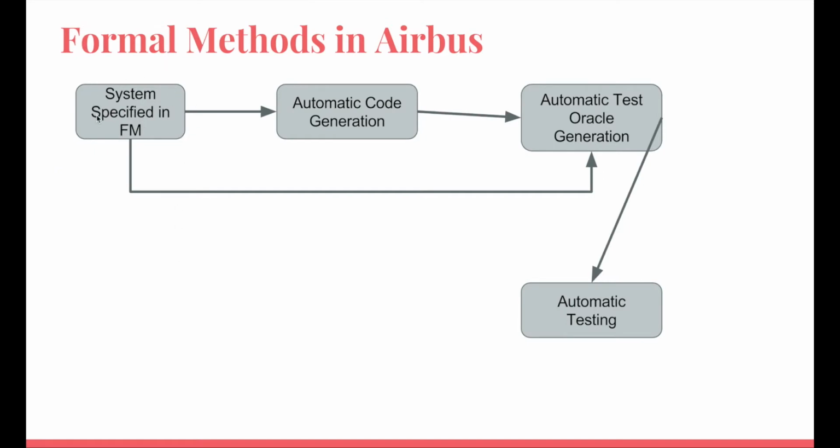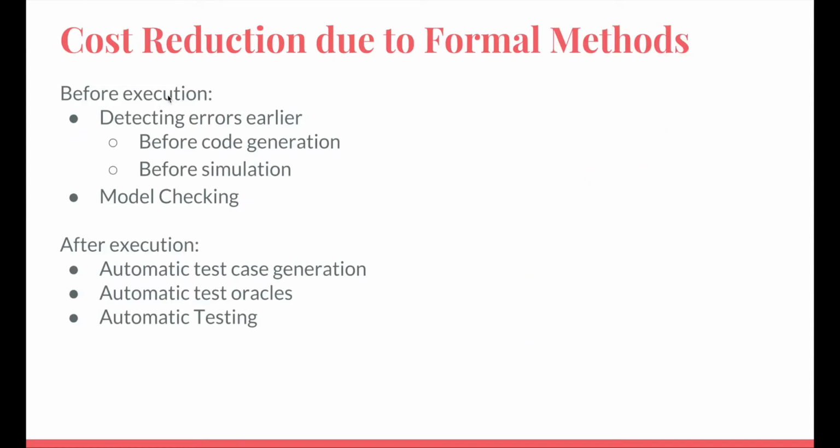So systems specified in a formal language helps them create automatic code. So they have to write less code. So if they have to write less code, they're able to create automated test cases because the code is generated by a machine. So the test cases can also be generated by a machine. And then they are also able to create the test oracle, which checks for if the code is valid or not, which also leads into automatic testing. So any code that is generated automatically from formal method specified information, they are able to test automatically. This is how the cost reduction happens.